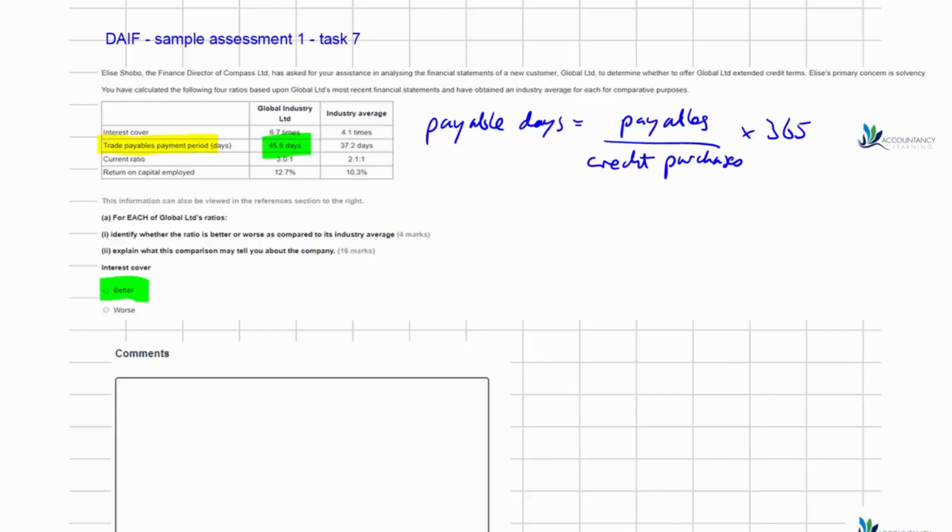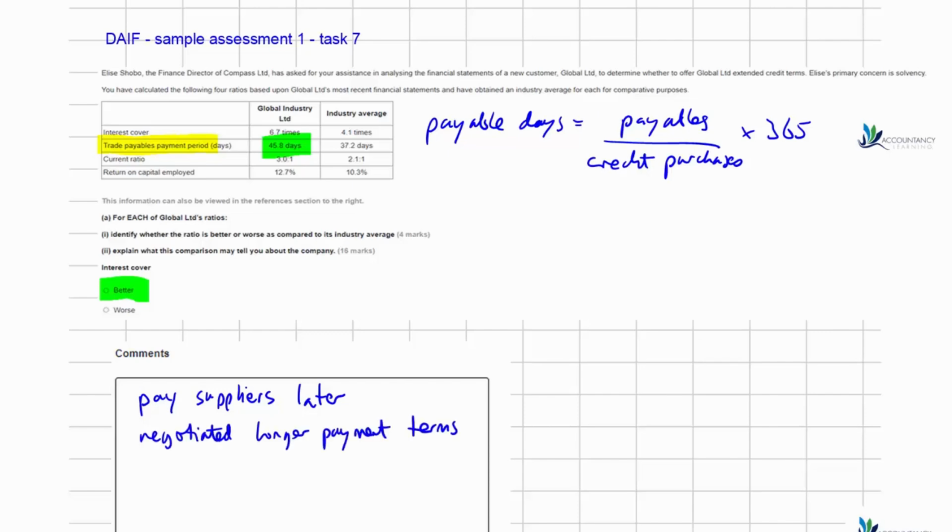So in terms of comments, again, let's look at the formula. On the numerator we have payables. So why is the payables figure getting bigger? The obvious reason is that the payables number is getting bigger because we're not paying them. And it could be that we're just paying suppliers later. And what we need to understand is why is that happening?